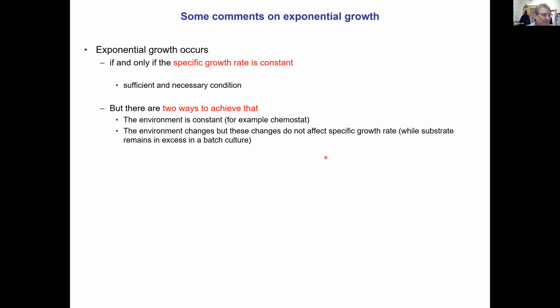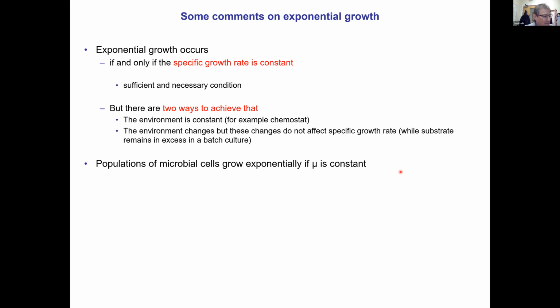The other reason is what typically happens in a batch culture with high nutrient concentration: the specific growth rate doesn't change as long as the substrate is in excess. So the conditions in the environment change, but not in a way that affects the specific growth rate, and you also get exponential growth in the batch culture for some time, not forever of course, but for some time.